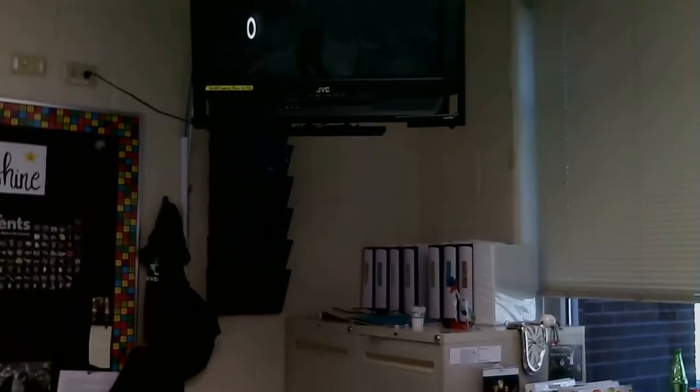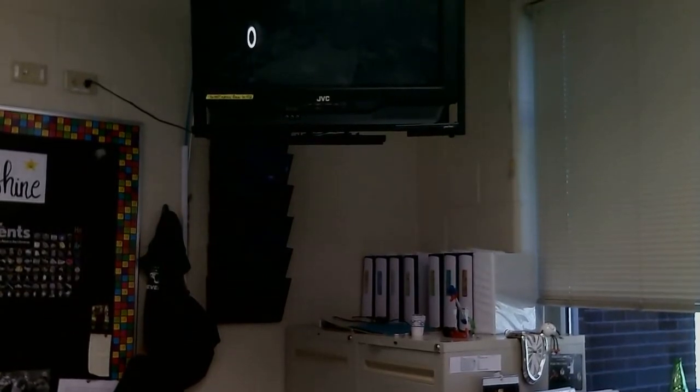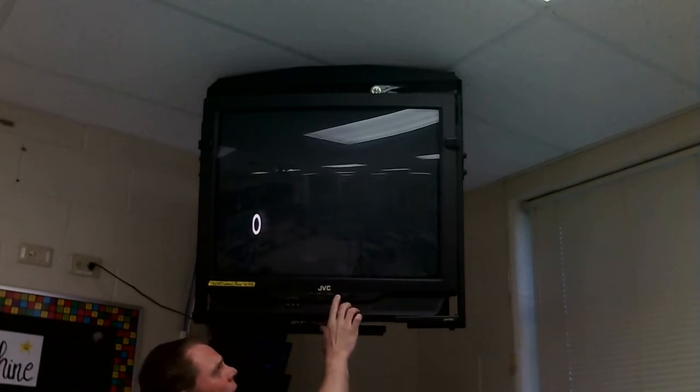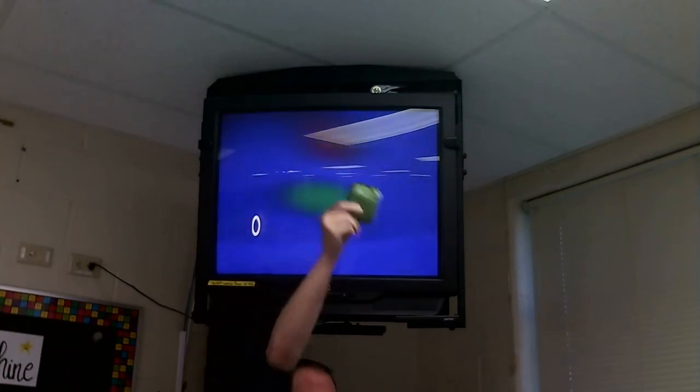Okay, and one of the other things that affected this cathode ray tube was a magnetic field. Okay, so I'm going to turn this on. Now, this TV has a cathode ray tube in it. Okay? And what I want to show you is that this magnetic field that I have in here can actually affect the way the electrons are moving. Okay, so I'm basically bending the electrons right now.